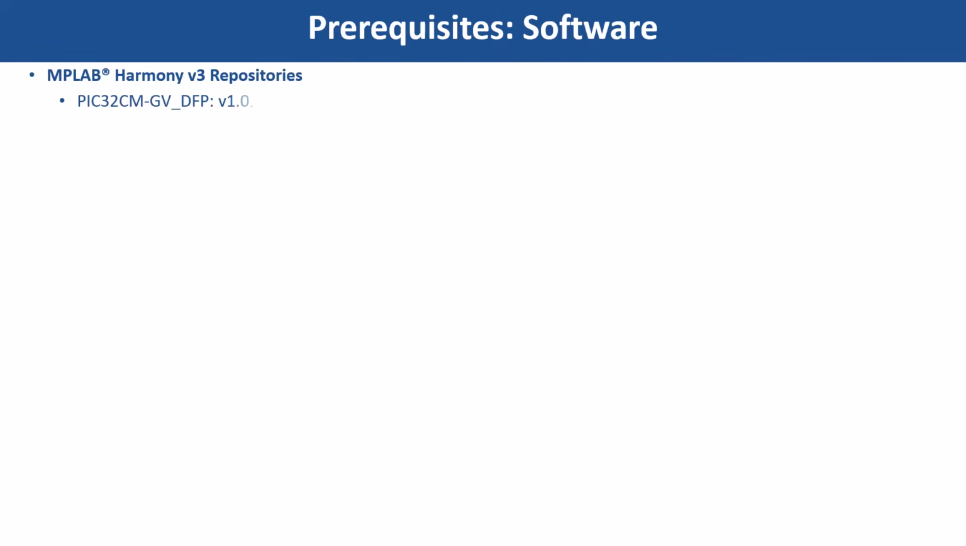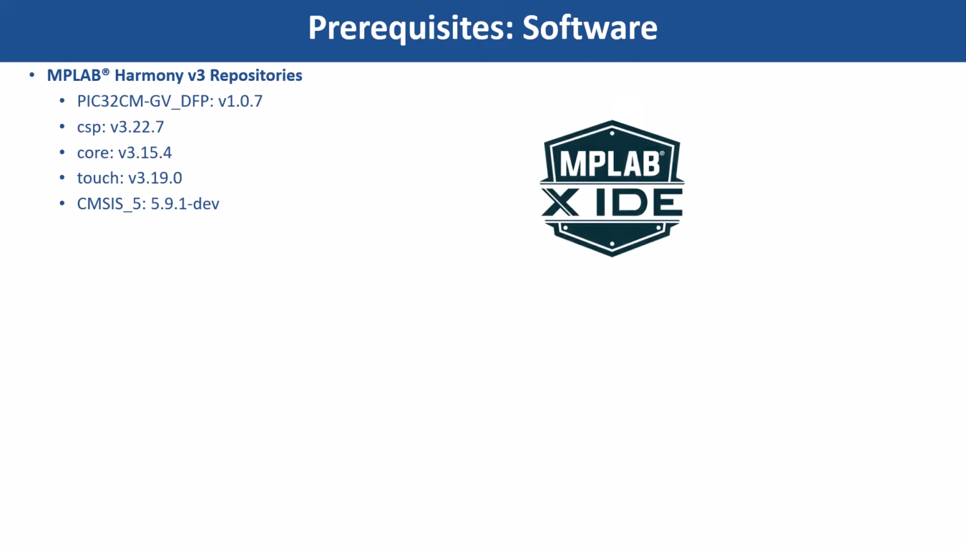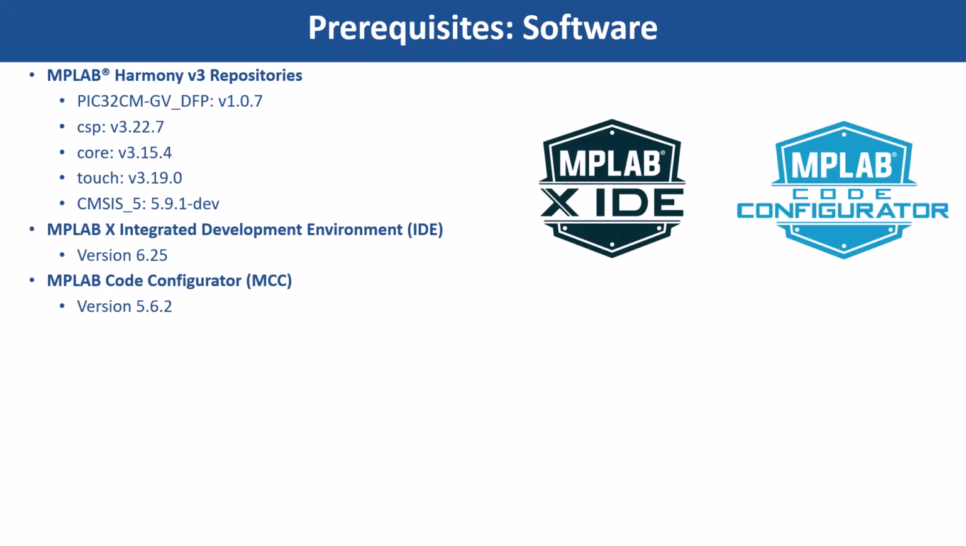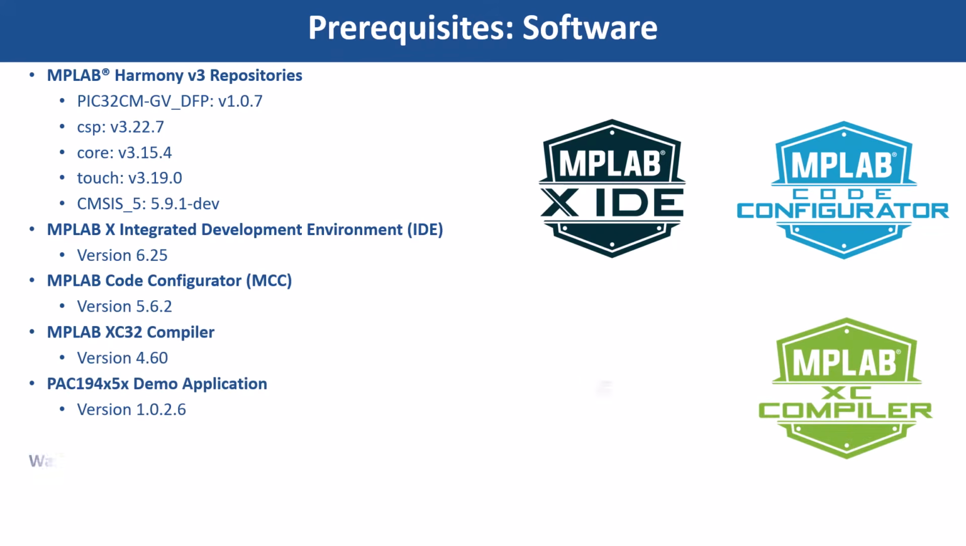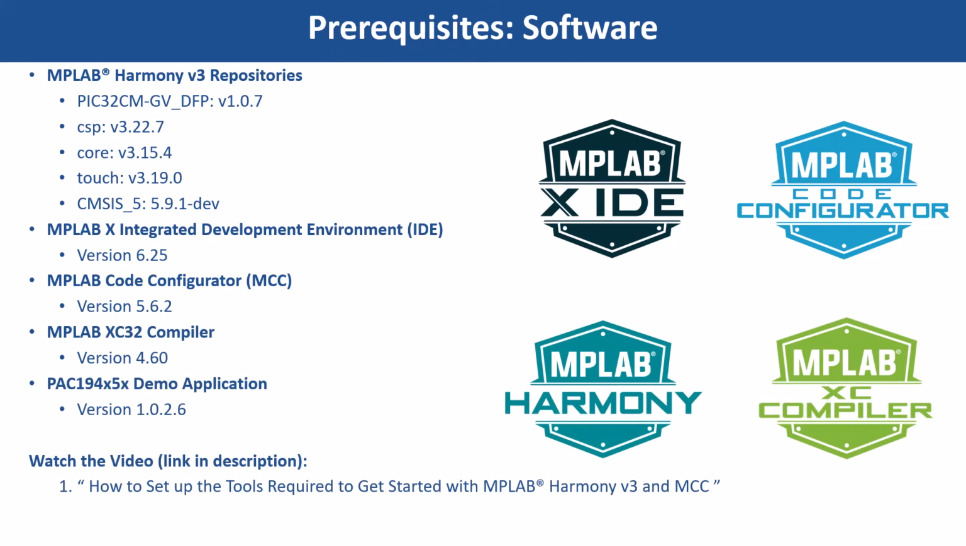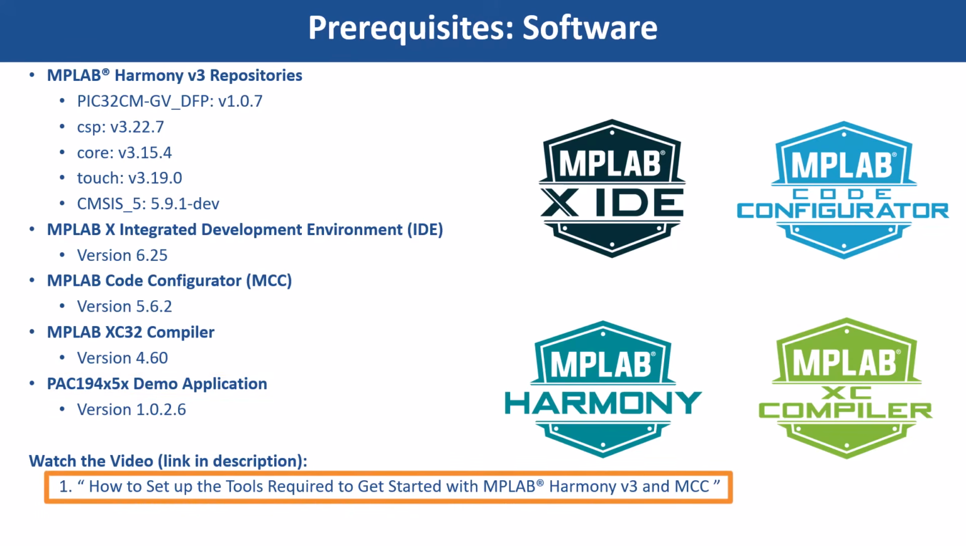Download the MPLAB Harmony v3 repositories and install the required software shown here. You can use MCC Content Manager to clone these Harmony packages. Serial monitoring can be performed using an application like Tera Term, and current profiling can be carried out using the PIC194X demo app. If you are new to MCC, check out the video in the description for more information.